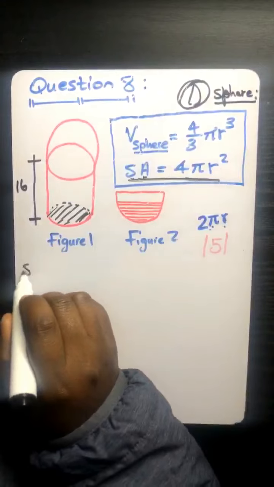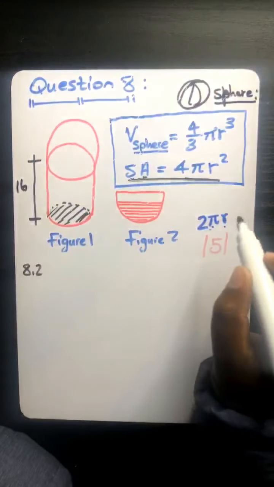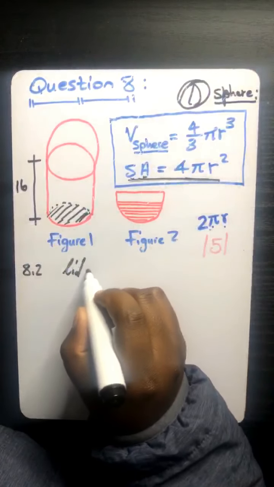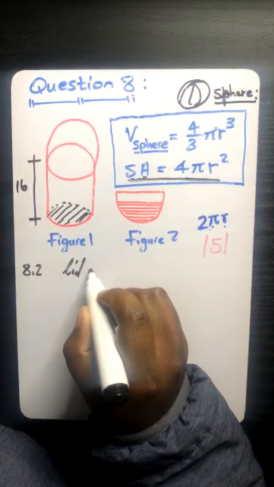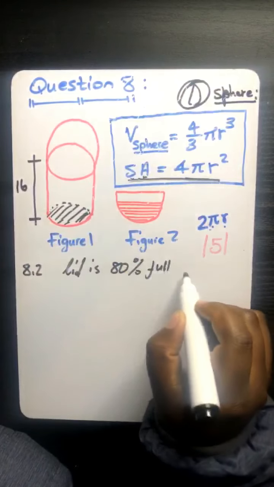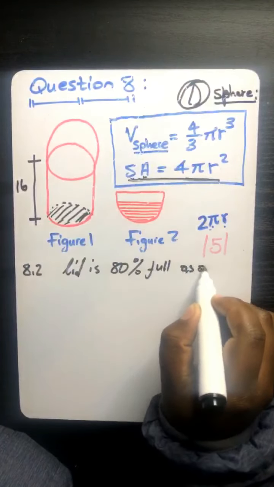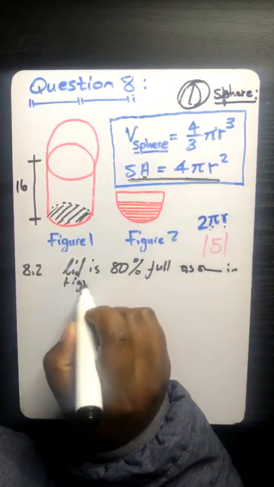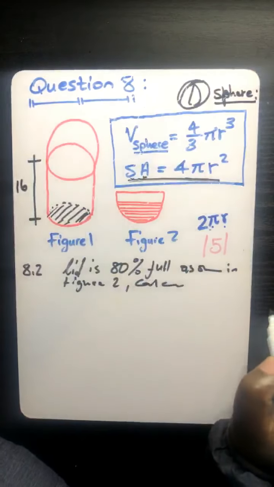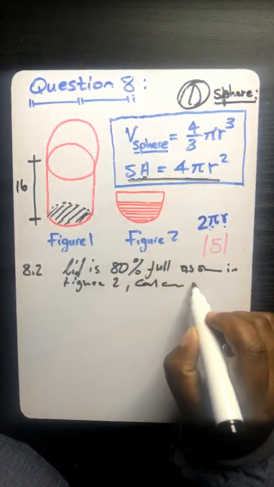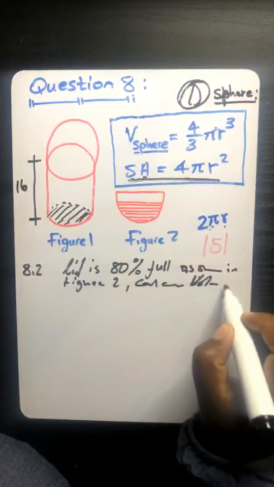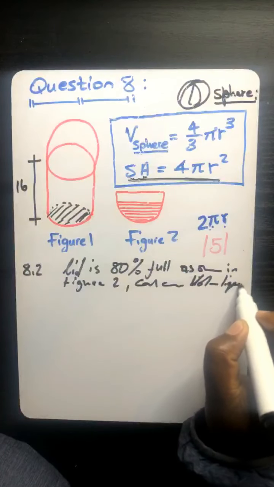It says if the lead is 80% filled with the liquid as shown in figure 2, calculate the volume of the liquid in the lead. If the lead is 80% full, as shown in figure 2, calculate what? What do they say? Calculate the liquid, no? Yes, the volume of the liquid. Oh yes, volume of the liquid. Okay.